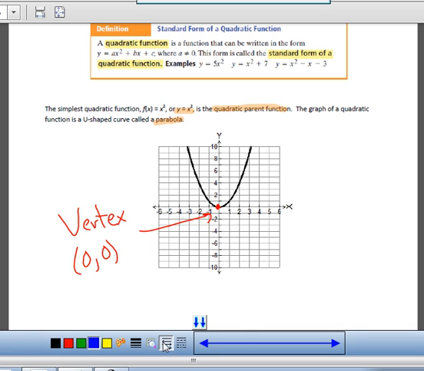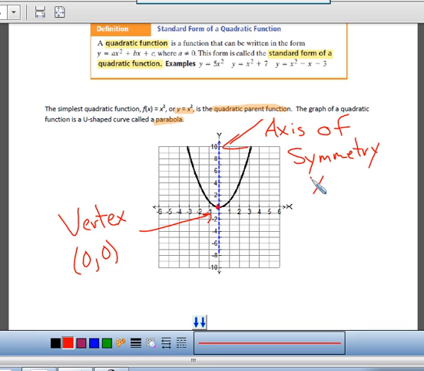And I also want to point out the line that's going through the vertex. This is the axis of symmetry. And the axis of symmetry for the parent function is the line x equals 0. Alright, and I'll explain a little bit more about what that's all about on the next page, page 2.